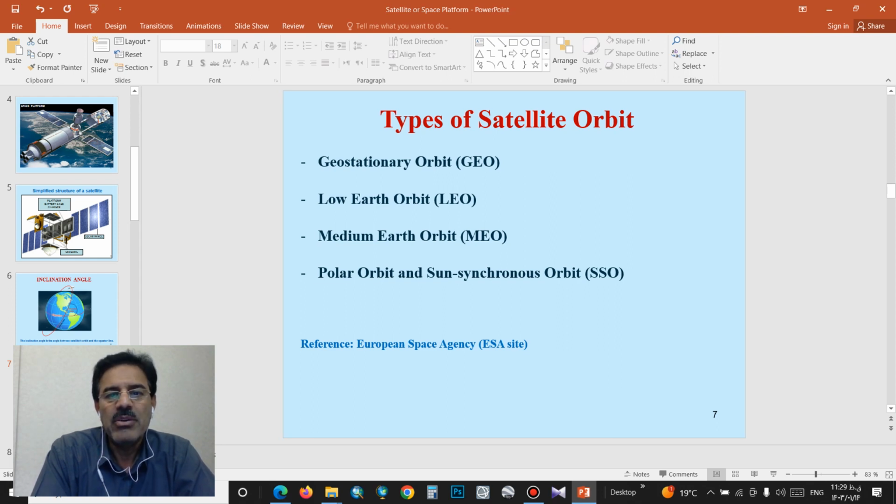Geostationary orbit or GEO. Low Earth orbit or LEO. Medium Earth orbit or MEO. Polar orbit and Sun-synchronous orbit, SSO. Reference: European Space Agency or ESA site.